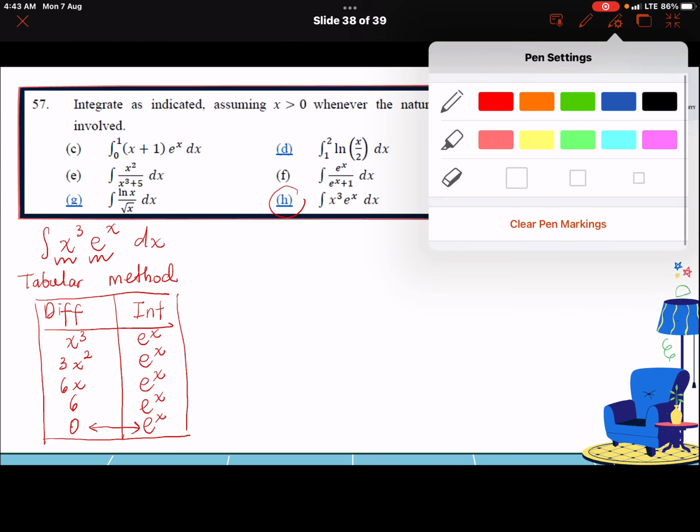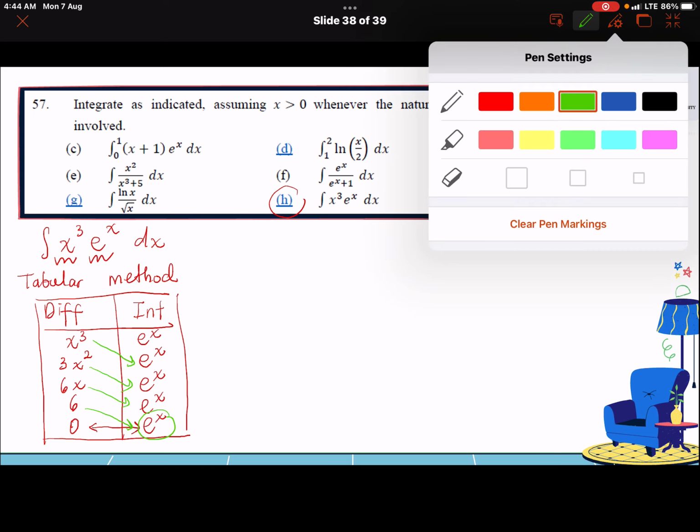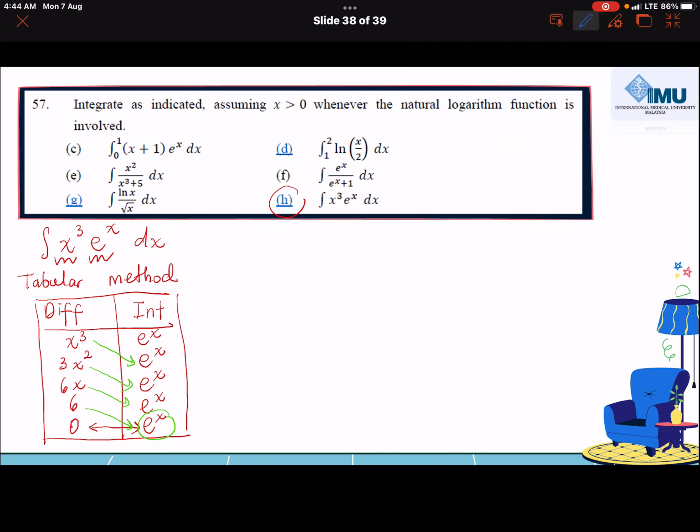Yes, it's very simple. I'm going to use a different color. You're going to multiply in a diagonal arrangement until you obtain the last diagonal terms. Then you stop. How about the operation? It always starts with positive, negative, positive, and negative.